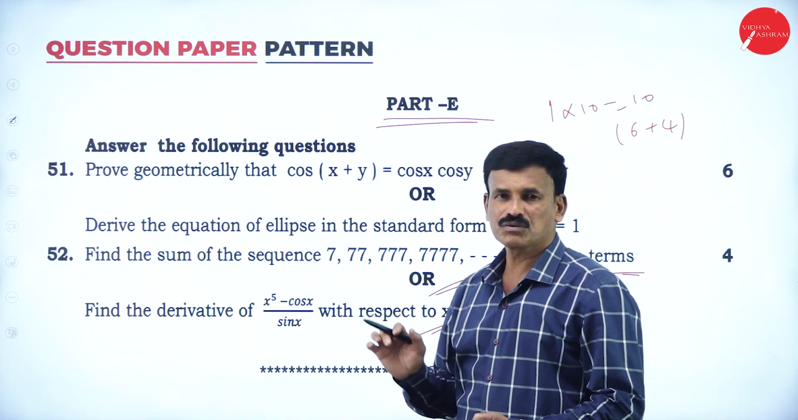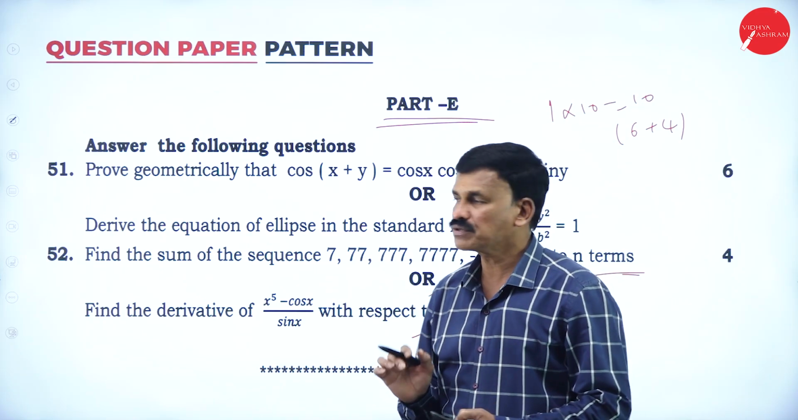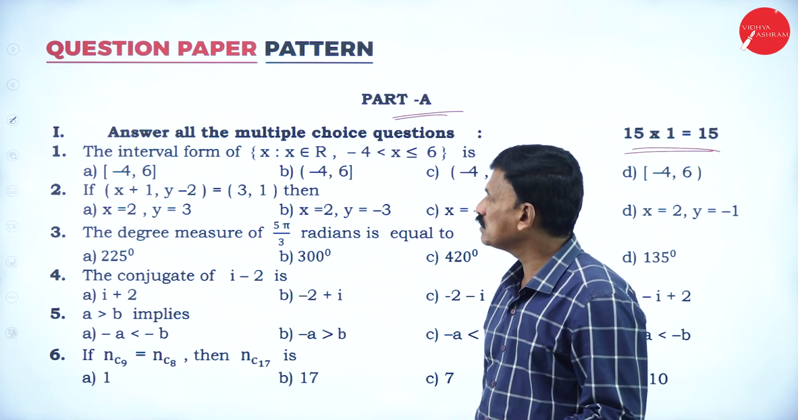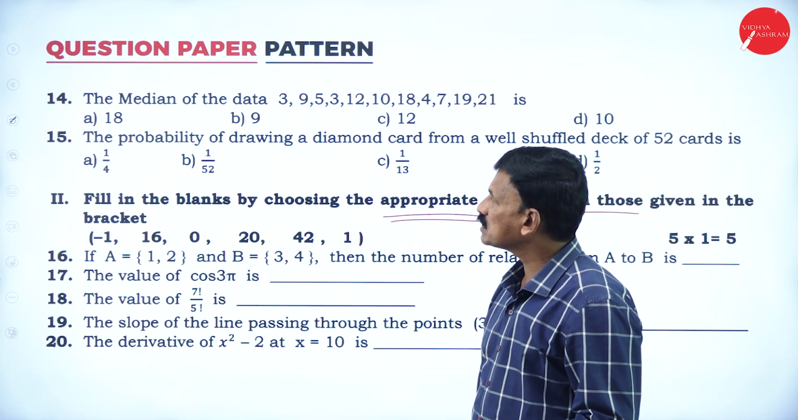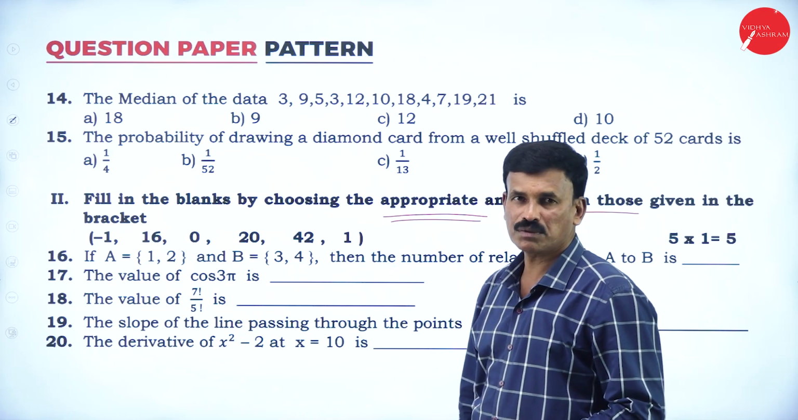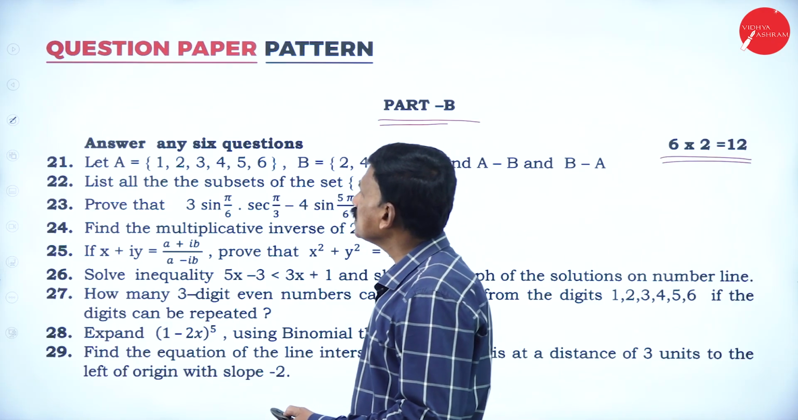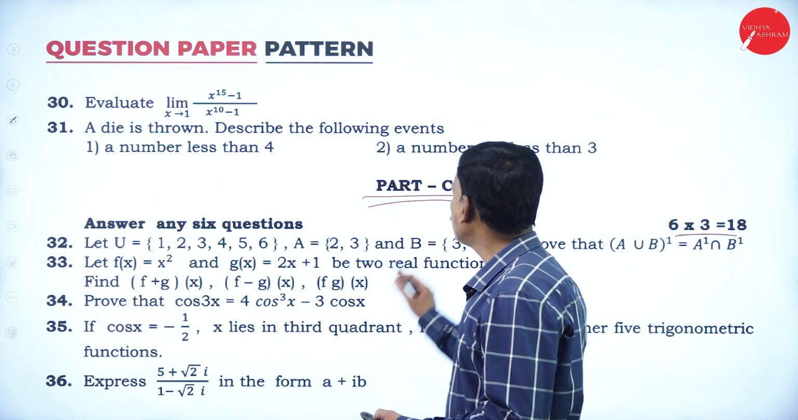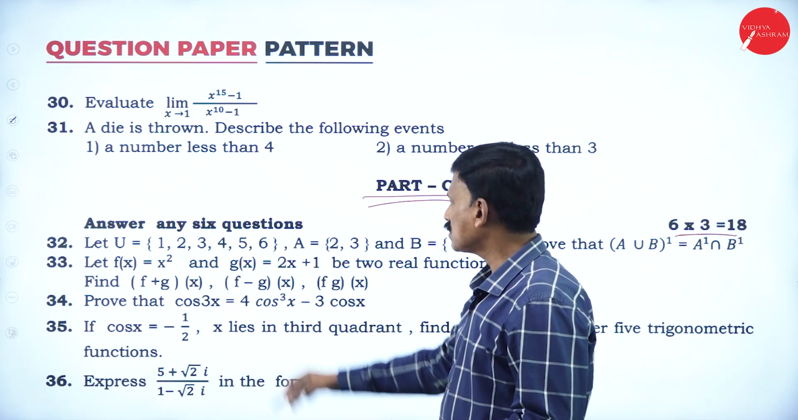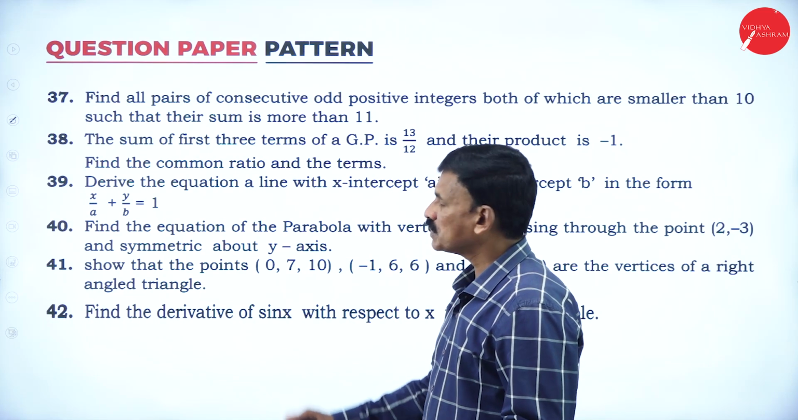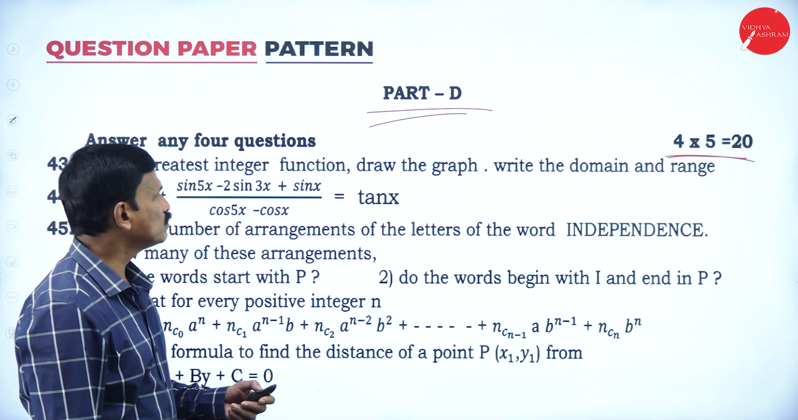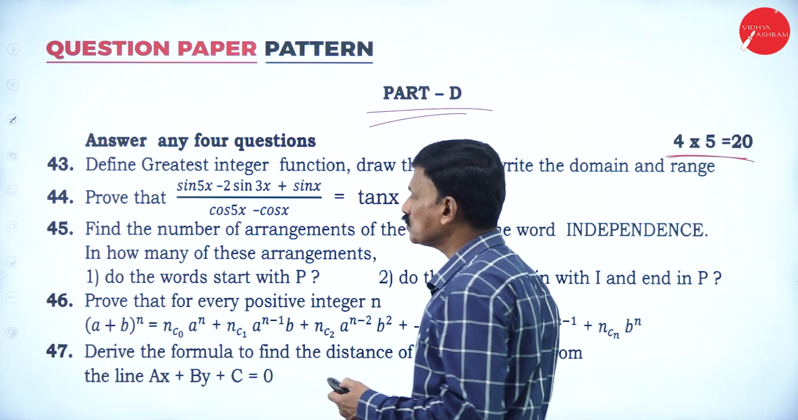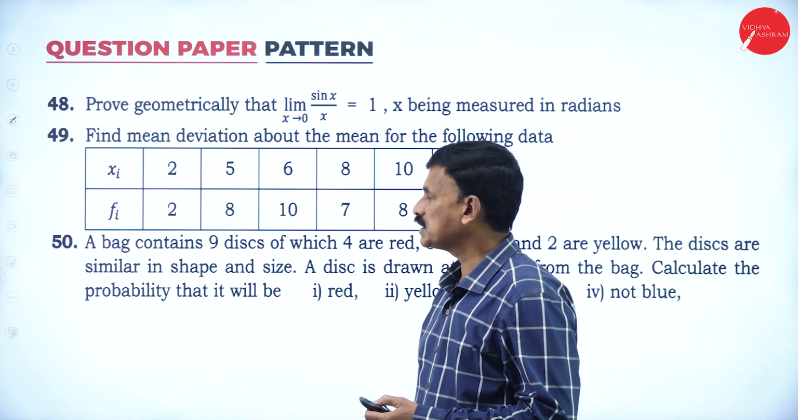So this is the model question paper which I am going to discuss today. Let me show. So in part A we have 15 multiple choice questions and 5 fill in the blanks, right. Then in part B we have 2 marks questions up to 31, and in part C we have 3 marks questions, up to 42. Then in part D we have 5 marker questions, starting from 43 to 50, 8 questions.